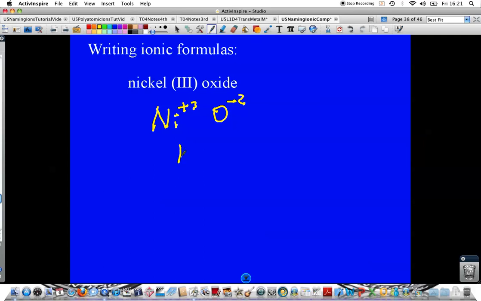And so then we can do our crisscross method. We can bring the 2 down on the Ni and bring the 3 down on the O. So we get Ni2O3. Okay. And that's the formula for nickel(III) oxide.